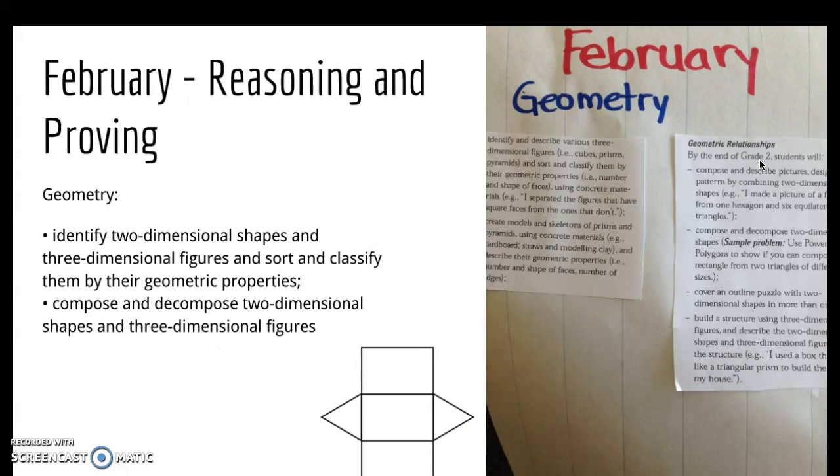This is February. It's reasoning and proving, and it's geometry as well, so identifying two-dimensional shapes. So you're going to look at 2D and 3D shapes with more of a focus on 3D shapes in this situation. Students will be building nets and doing some real-life context. The amusement park or the playground that they build will carry over into this, so they will have this large project they'll be responsible for.